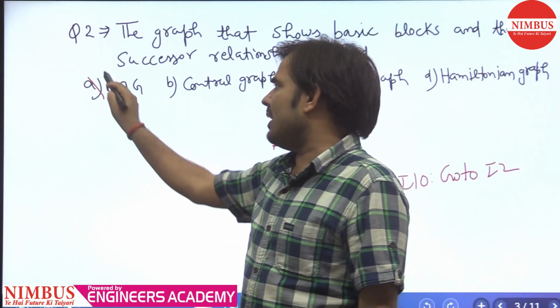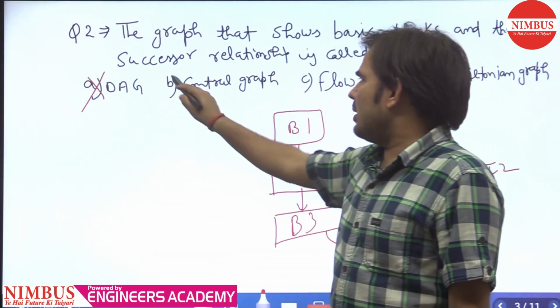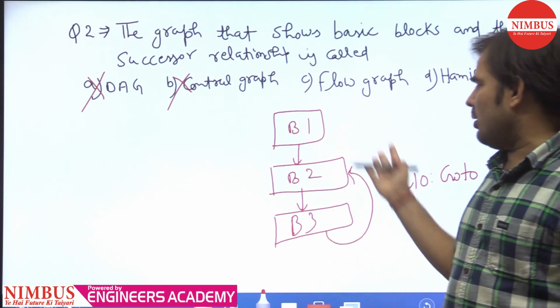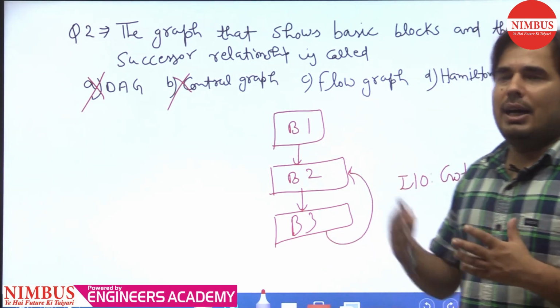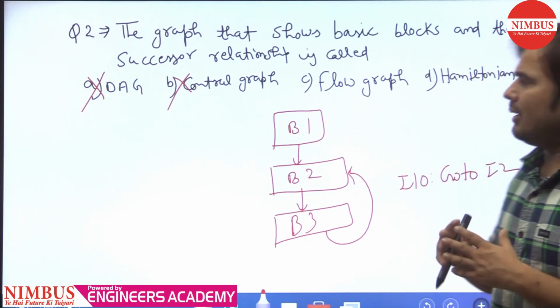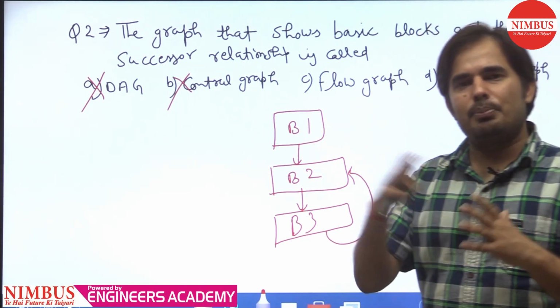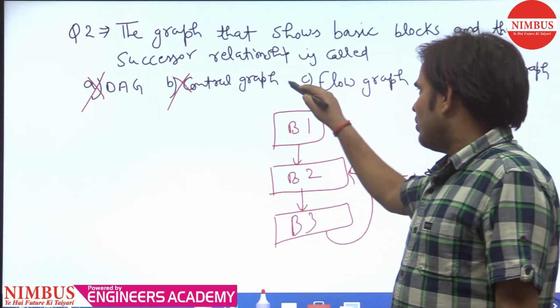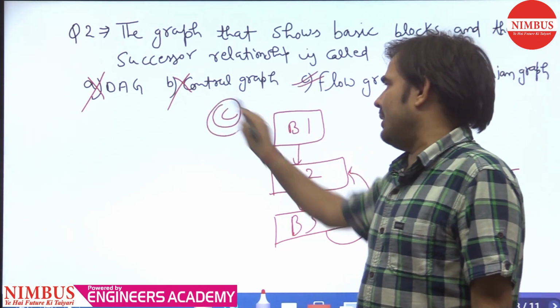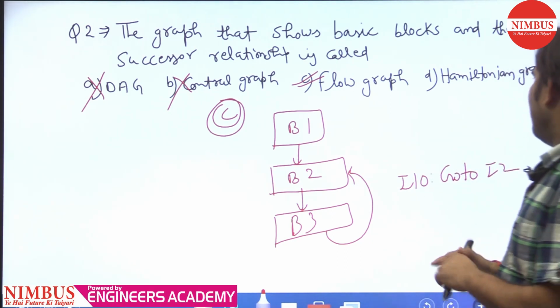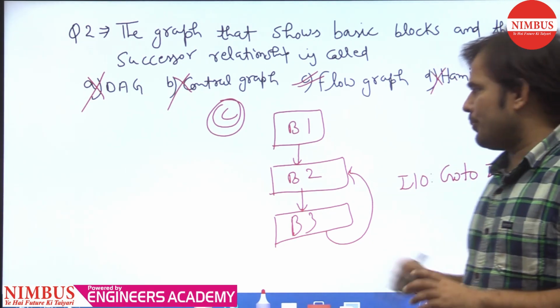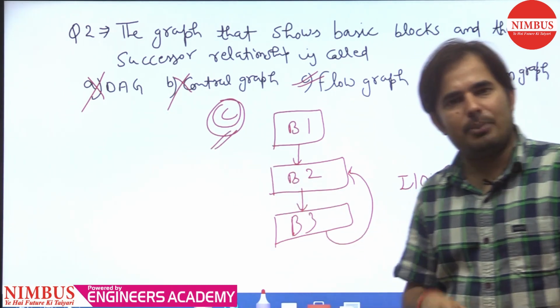So directed acyclic graph, no. Control graph, no. As I told you, this is a flow graph, in which you can show the successor relationship between the basic blocks like this. So directly option C is correct here, guys. Very good question. This is the flow graph. Hamiltonian graph, no, this is a wrong option. So option C is correct here.